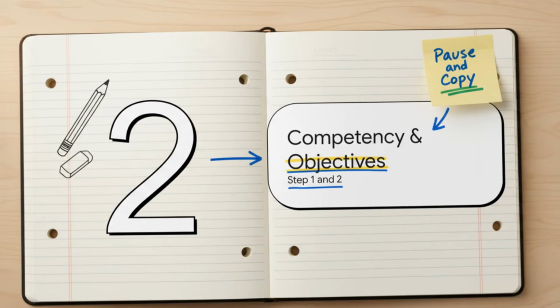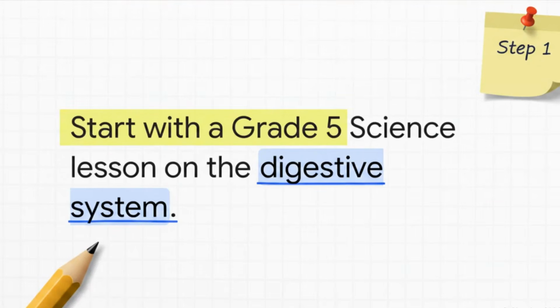Section 2. Competency and objectives. Go ahead and open your templates to steps 1 and 2 because this is where our lesson actually comes to life. Every great ILAW lesson plan has to be anchored in a real classroom example. So for our workshop today, we're going to act as grade 5 science teachers. Step 1 is super simple. We just select an official competency directly from the curriculum guide. For example, in a real classroom, we might choose: describe the main parts of the digestive system and their functions. That's it. Let's write that down. That single sentence is the foundation for everything else we're about to build.